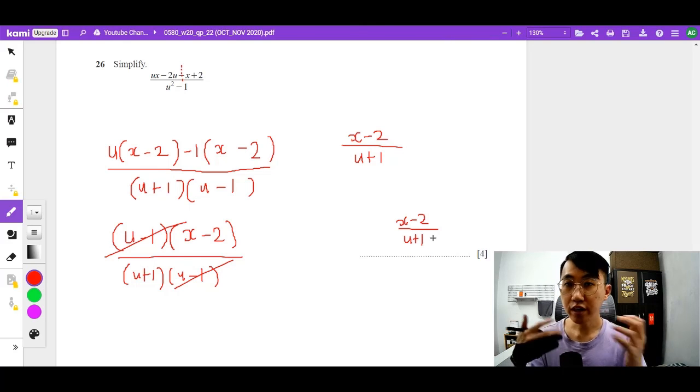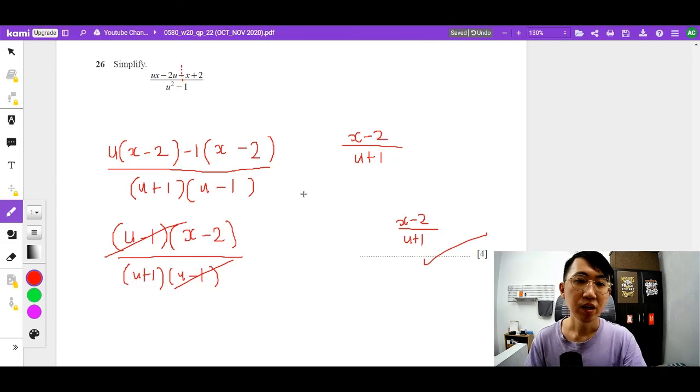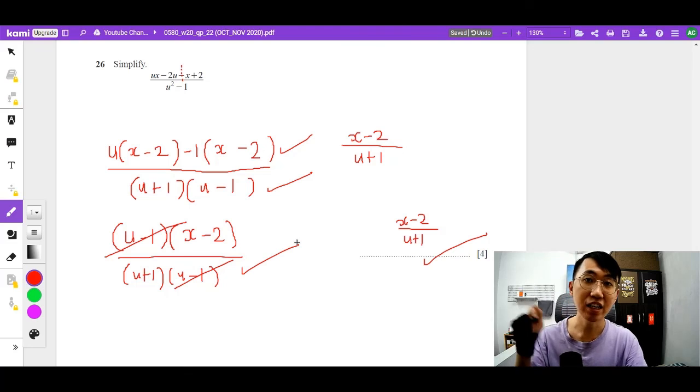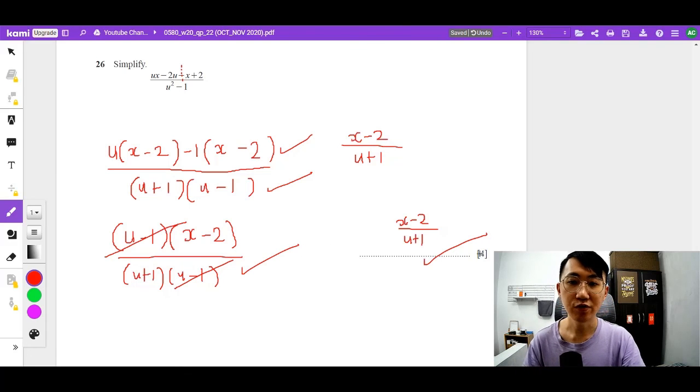Alright, so where is the marking scheme and where are the points located? 1 mark for the final answer. 1 mark to show that you know how to factorize the top part and the bottom part. And don't forget to show that you know how to simplify by cancelling off the common term. So that's actually 4 points over here.